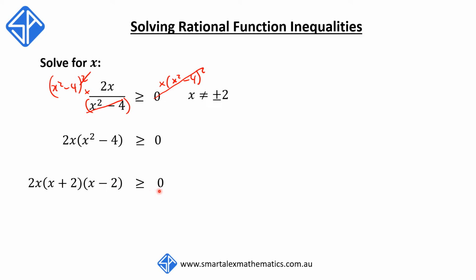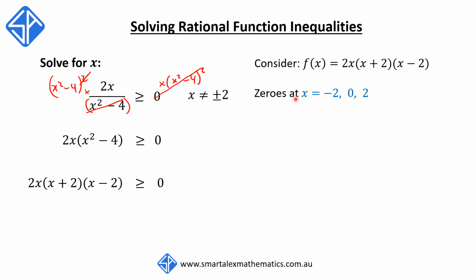To solve this inequality, we're going to be sketching the polynomial graph. So let's consider the function f of x is equal to 2x times x plus 2 times x minus 2. This polynomial has zeros at x is equal to minus 2, 0, and 2. So we're going to mark this on the number line.